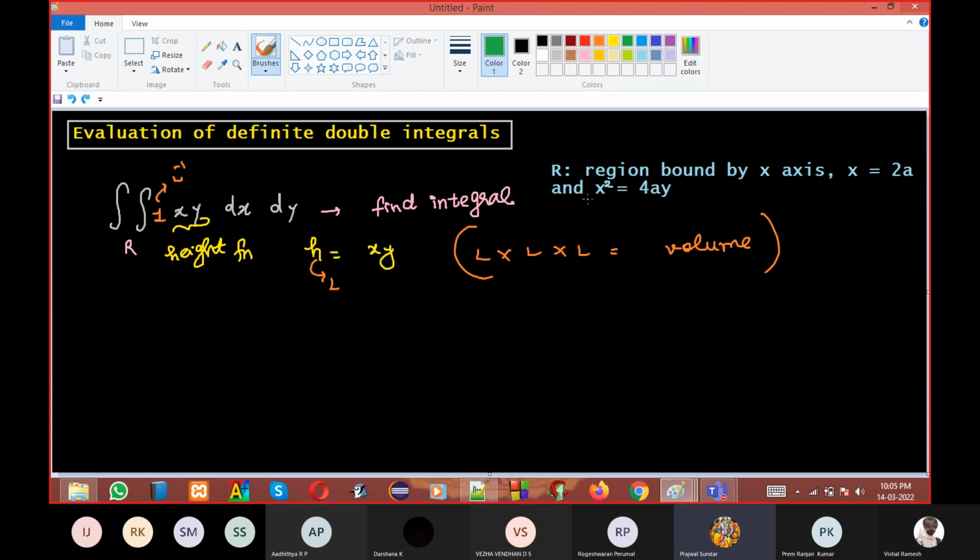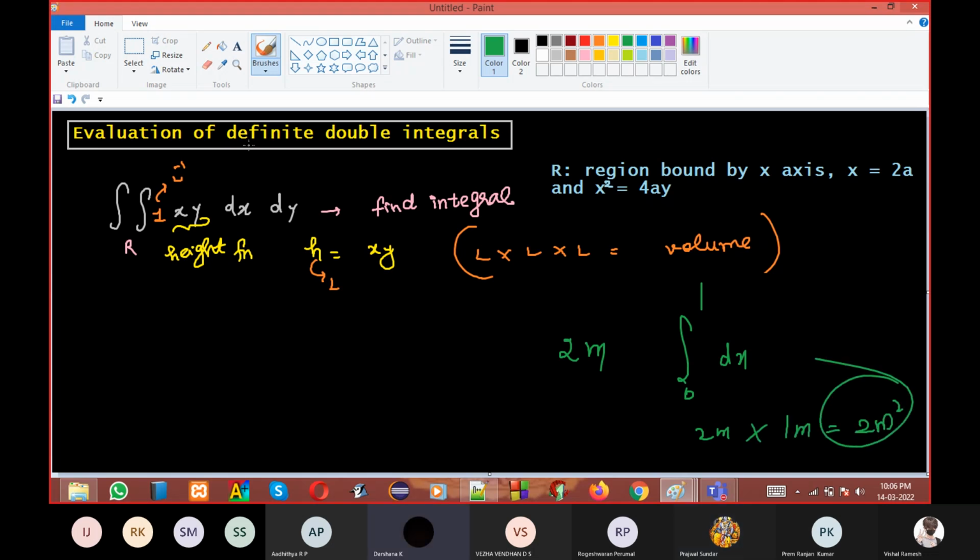Listen carefully. I still have doubt in that previous part, like integral 2 dx, right? We can take 2 outside the integral because it's constant. So it'll be twice the length, right? Yeah, but still 2 will have dimension. 2 is not dimensionless. This is 2 meter. 2 meter into integral 0 to 1 dx. This will become 2 meter into 1 meter. Still it's 2 meter squared only. I still can't understand, but leave it. Go ahead.